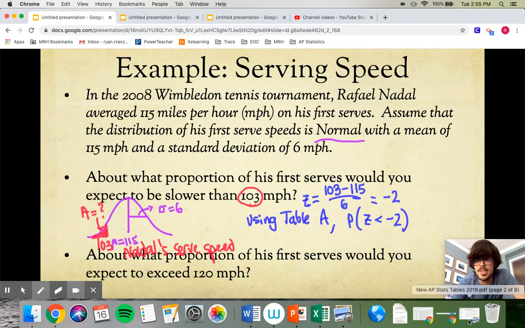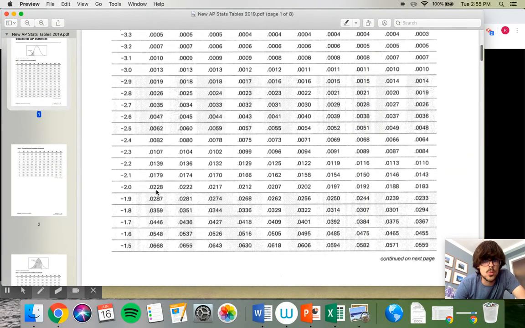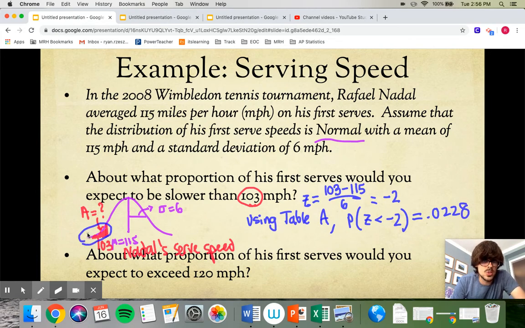Now I've got to look it up in my table. -2.00 is right here, 0.0228. So what does that mean? This area right here is about 2%, or 2.28%, of the picture. So if this is 2.28% of the picture, the last thing I have to do after I show my work right here is answer the question in context.